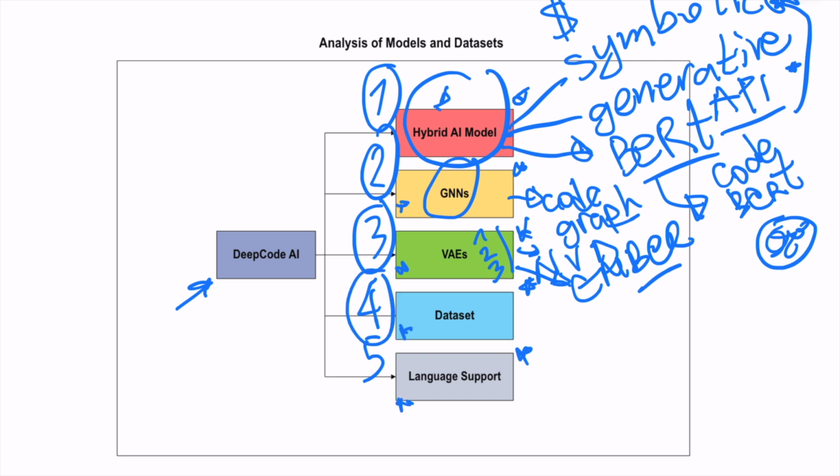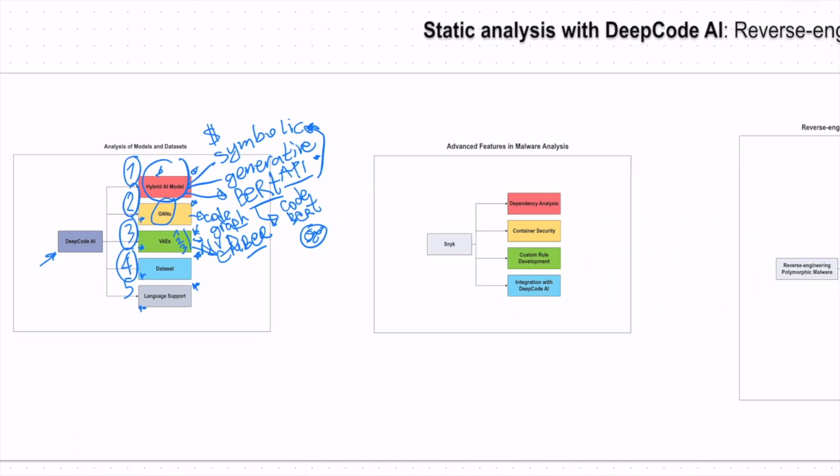And the fifth here, language support. What kind of languages does DeepCodeAI support? Actually, this is information that you can find relatively easily on their webpage. DeepCodeAI supports around 19 programming languages, including Python, Java, JavaScript, C++, and Ruby. So it's quite widely available, and this makes sure that if you're using it, you're going to have coverage for analyzing polymorphic malware across different code bases. So let's move to the next one now, slowly.